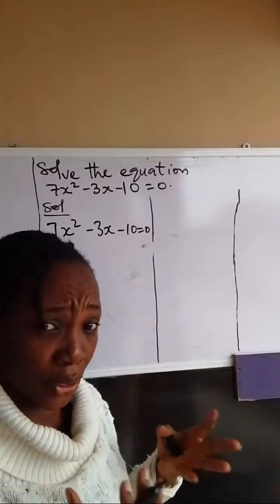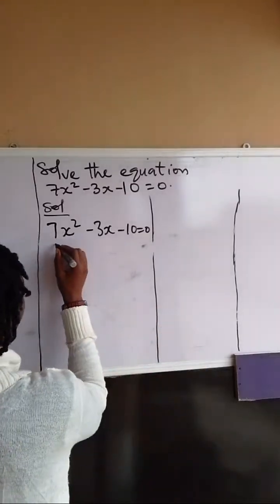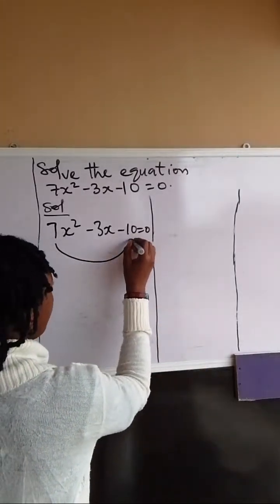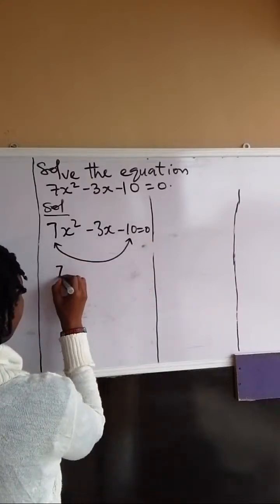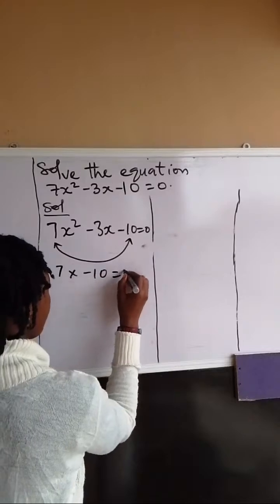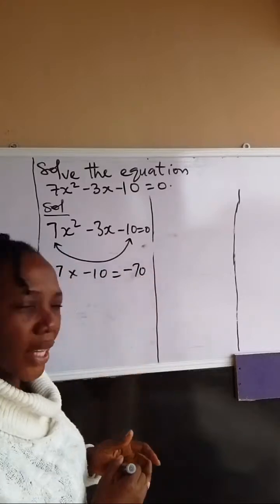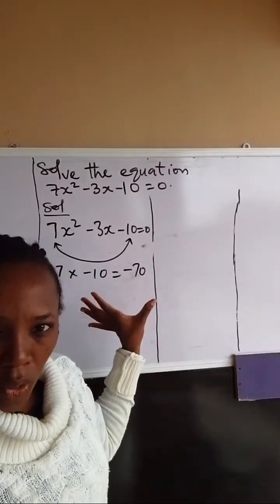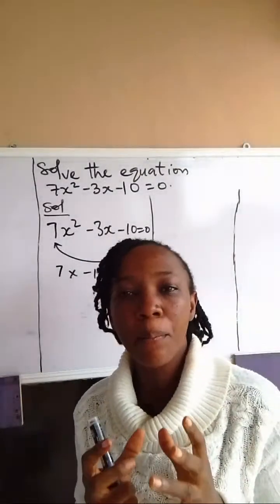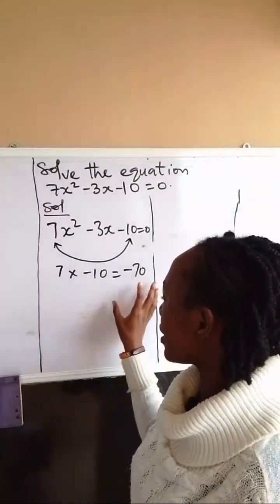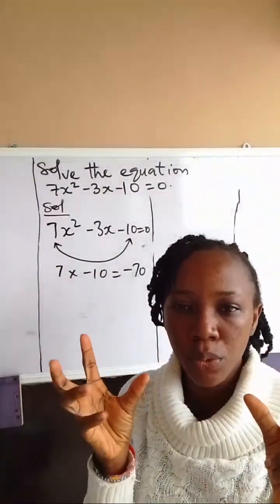All right, this is what I do. The first step is to multiply by this. That's how I solve it. So that will give us 7 times minus 10, which is minus 70. Now, once that is done, the next thing you would want to do is to find the multiples of 70. What are the multiples you can think of?